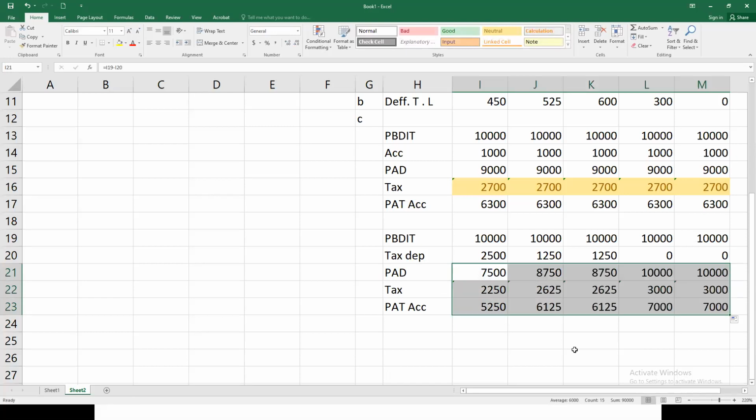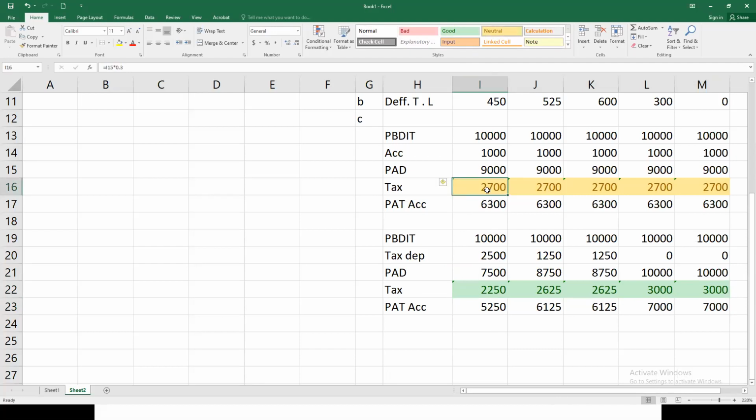Work out on this. Right, now see the difference in year 1, 2003, the tax according to the tax provision, we have to pay tax 2,700. But here, how much we pay tax? How much difference? Right, 450. So first we will pass the journal entry, right? We will pass the journal entry for this.